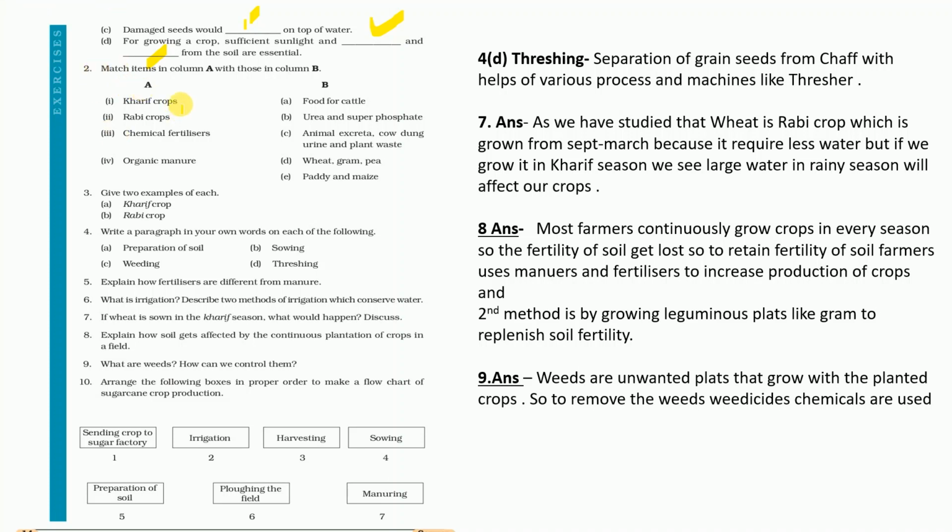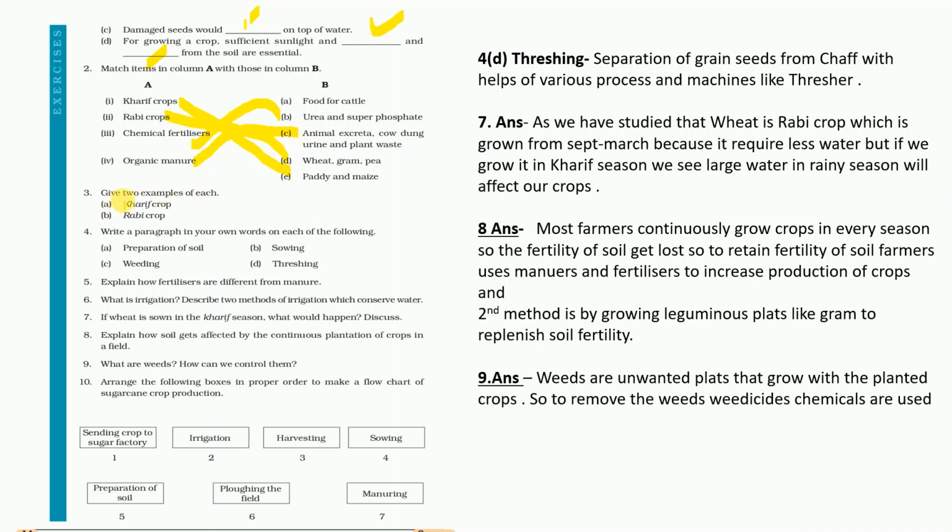Now the kharif crops we know are grown in the rainy season, so these are paddy and maize. And the rabi crops are wheat, gram and pea. And the chemical fertilizers, I told you, are urea and other potassium and phosphate fertilizers. And now the organic manure we prepare from animal excreta.